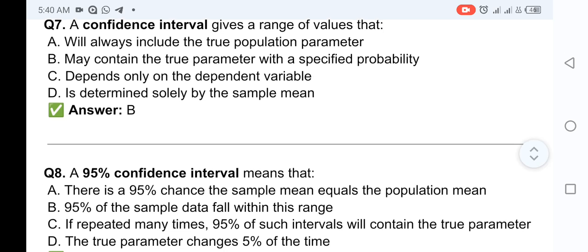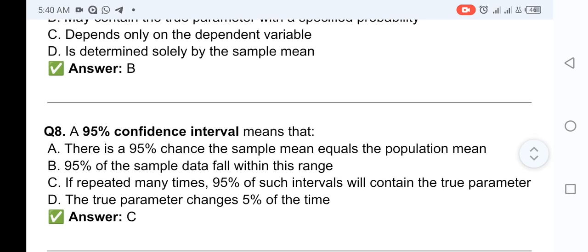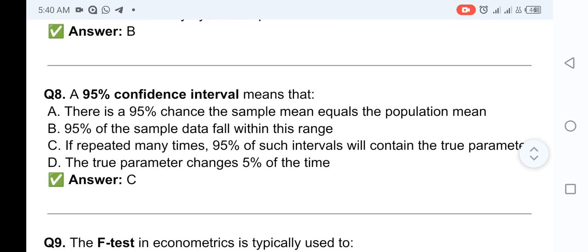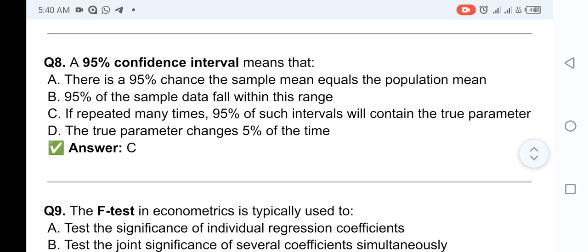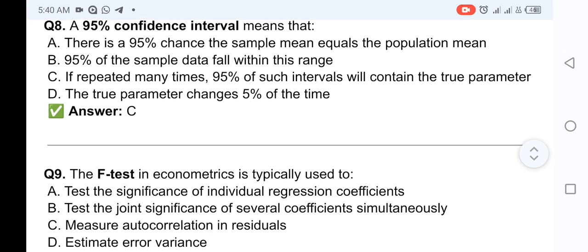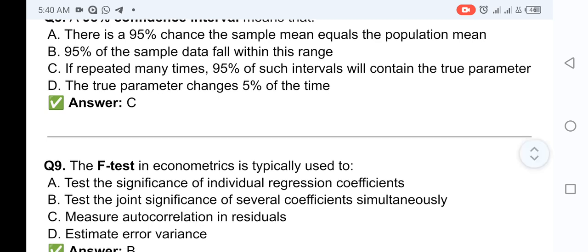there is a 95% chance the sample mean equals the population mean. B. 95% of the sample data fall within this range. C. If repeated many times, 95% of such intervals will contain the true parameter. D. The true parameter changes 5% of the time. Answer C. Q9. The F-test in econometrics is typically used to A.